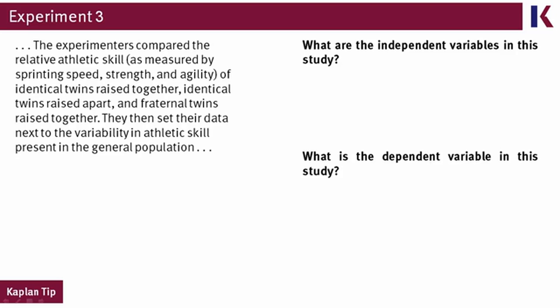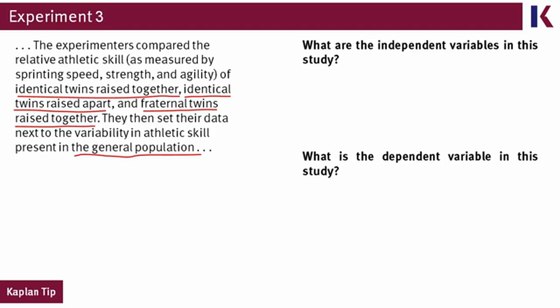Let's count them. First one is identical twins raised together. Second one is identical twins raised apart. The third one is fraternal twins raised together. And the fourth, this one was a little bit hidden, is the general population. We get in that last sentence that all those sets of twins were compared to the general population. And that's why this study has plural independent variables.